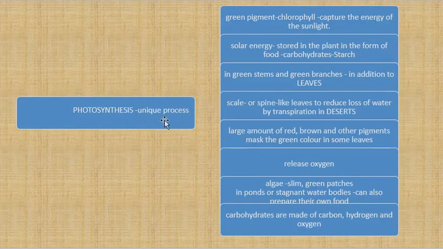Now, what is photosynthesis? What is so unique about it? Only plants can do it, animals cannot do. That is the most unique aspect of photosynthesis. There is a green pigment called chlorophyll. It captures the energy of the sunlight. Then the solar energy, so technically what is happening?